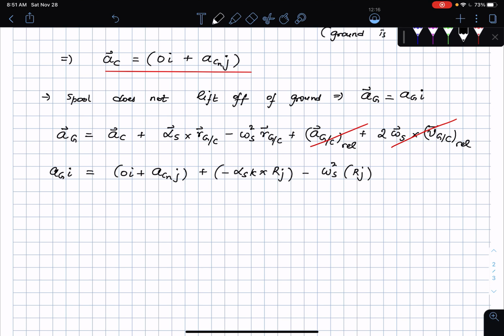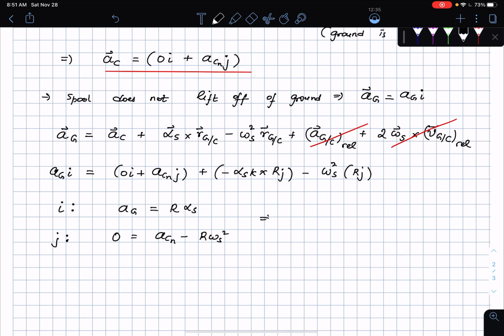Comparing, looking at the I terms, I'm going to get aG is equal to k cross j, which is minus I; minus and minus becomes a plus, so this is R times alpha of the spool. If I look at the j direction, of course, I'll end up with 0 in ACN minus omega S squared.